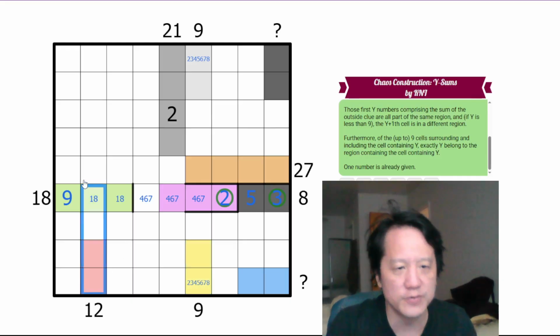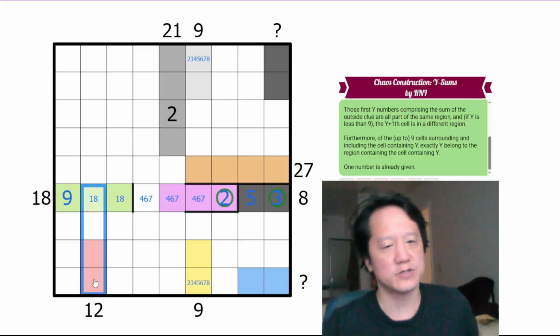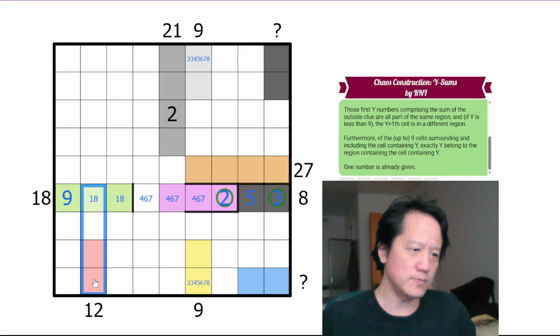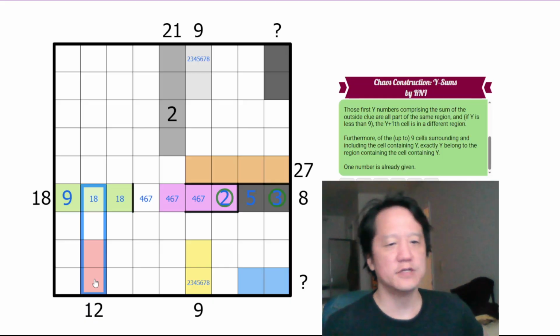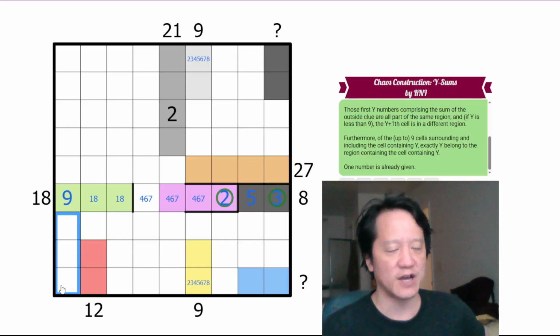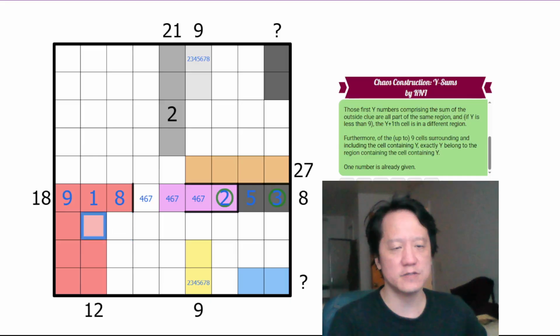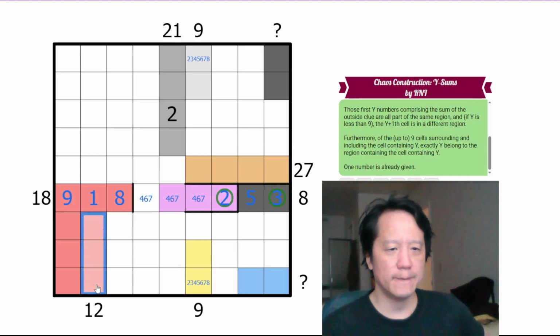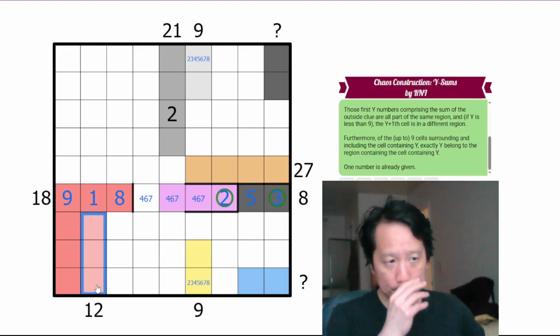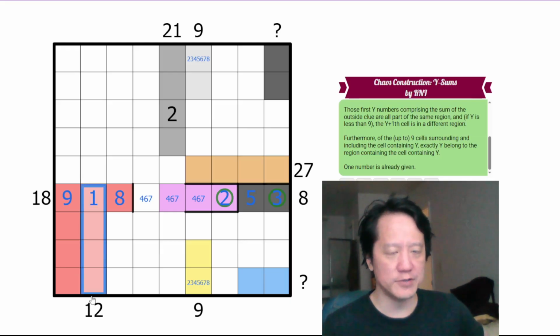This could be part of the same region as that. That is technically possible. Okay, say this was part of the same region. So these would all be part of the same region. This would necessarily have to be part of that region. So what happens in that scenario? These would add up to 12. We'd have 1 here. This is 8. The y here would obviously be 4.